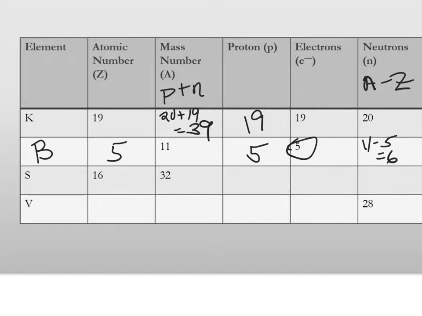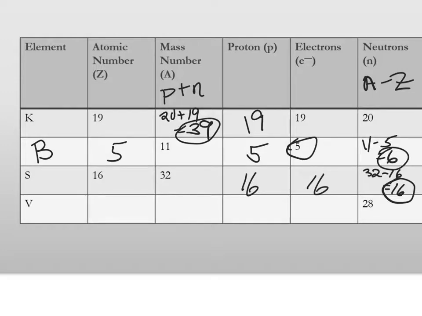In the third row, we have sulfur. It's got an atomic number of 16 and a mass number of 32. Since we have both of those, we can do 32 minus 16, which is equal to 16. Since the atomic number is 16, we've got 16 protons. It's a neutral atom, so it has to have 16 electrons.